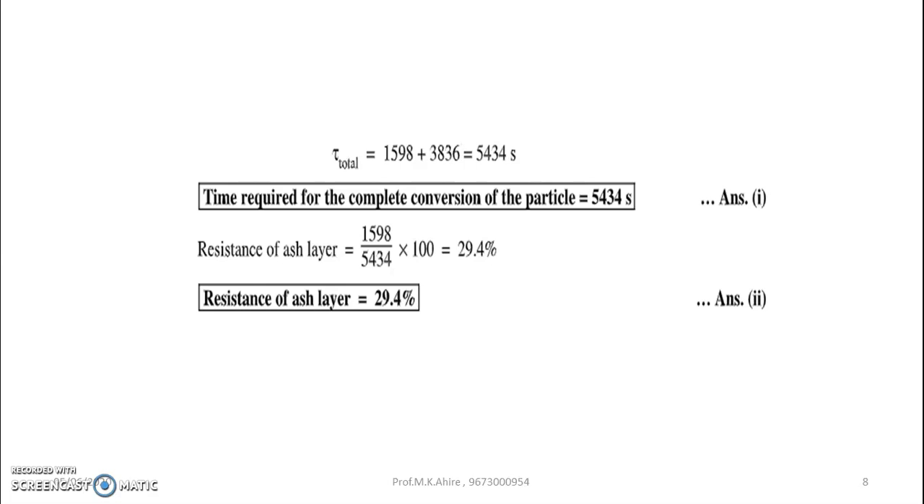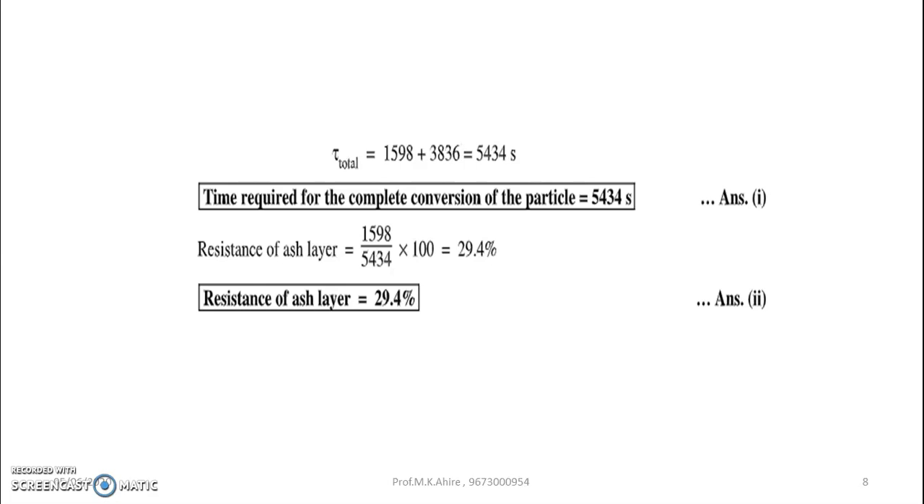Now, how to find the resistance offered by the ash layer? The time required for complete conversion, if the ash layer is the dominant resistance, is 1598. And what is the total time? 5434, right? So if you divide 1598 by the total time and multiply by 100, you will get the resistance offered by the ash layer. The remaining resistance, let's say this is 30%, so it means 70% resistance is offered by the chemical reaction.